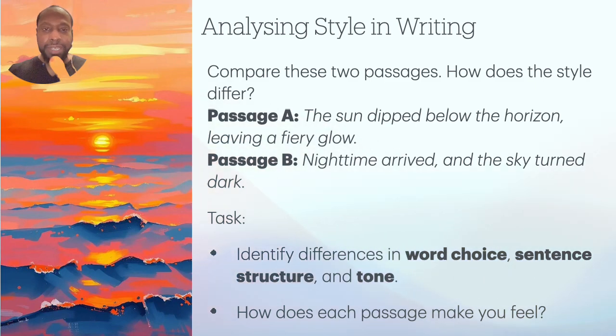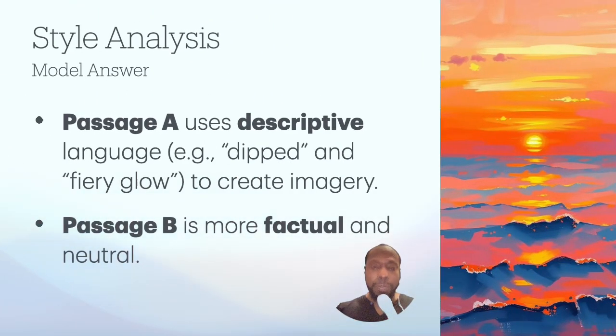Okay. Now, I'd like you to compare the words you've used and your analysis with what we have on the screen. Basically, did your analysis match ours? Your model answer could contain some of these elements. Passage A used more descriptive language, with examples like dipped and a fiery glow, to create imagery. The words help to create a picture that is evoked in the reader's mind.